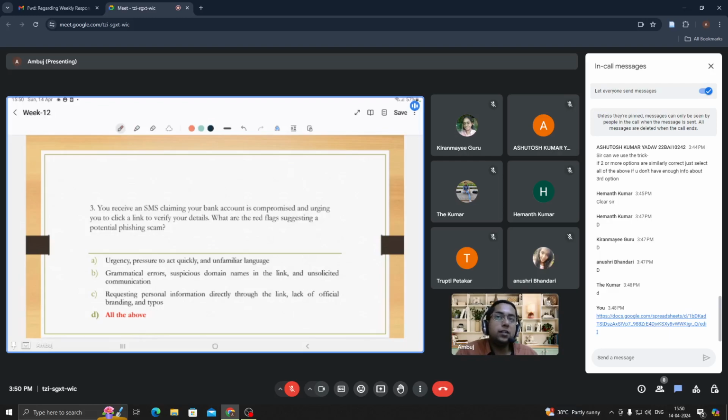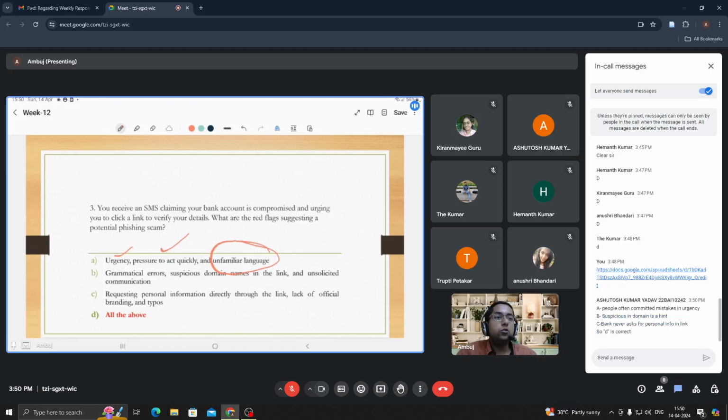The urgency would be there, the pressure to act quickly would be there, or unfamiliar language would be there. Why unfamiliar language? A lot of times the language would not be that professional, because the writing pattern of a scammer and the writing pattern of a bank official would be slightly different. So from the grammar or writing point of view, it would be very easy to tell.